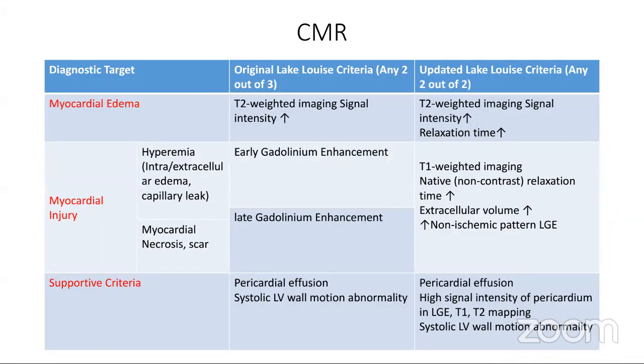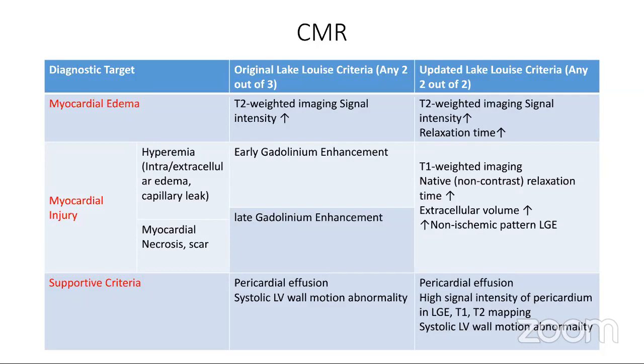CMR is a very important diagnostic and prognostic tool. It can show many of the pathogenic features of myocarditis. It can detect myocardial edema and myocardial injury, and there are supporting criteria for diagnosis. Myocardial edema, as we all know, can be detected by increased signal intensity and relaxation time on T2 weighted imaging. Hyperemia and scar can be detected using T1 sequences. Early gadolinium enhancement can detect hyperemia. Late gadolinium enhancement detects myocardial damage or myocardial loss due to degeneration, necrosis, or scar tissue.